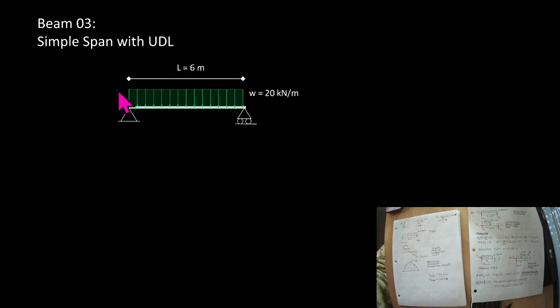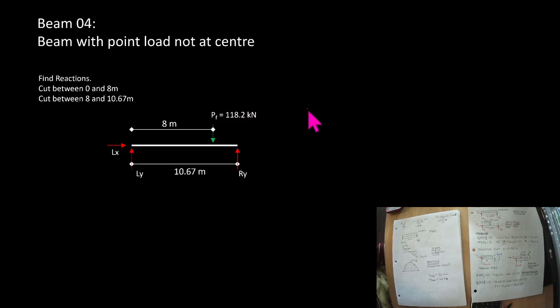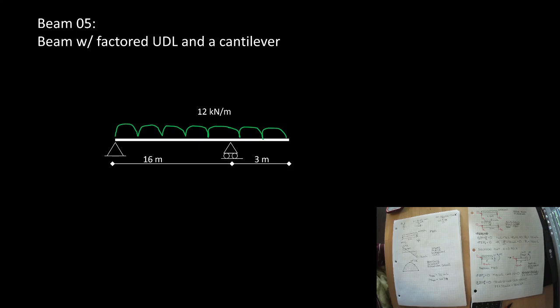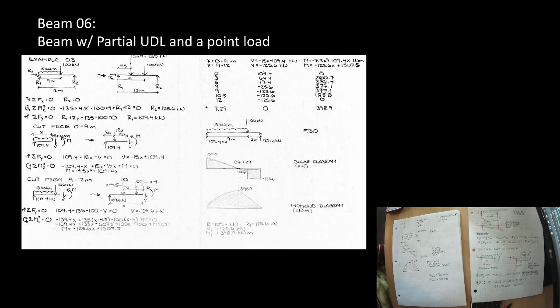Okay, so let's take a look at a simple span with a UDL of 6 meters long and 20 kilonewtons per meter of load. Well, we've just gone through and done this. I'm trying to decide if it's worth me going through and doing it. Let's see what we've got. I'm just going to flip through here for a second. There's a lot of these. We don't have time to go through them all.